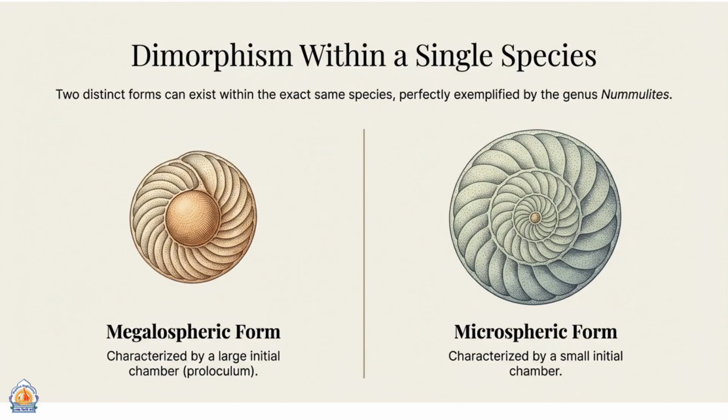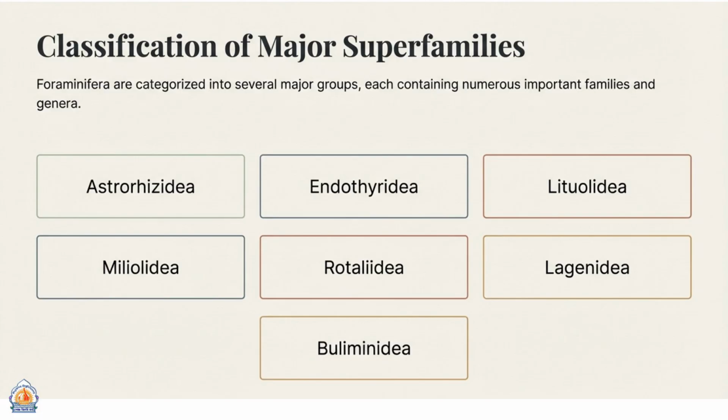One of the important features usually found in foraminifera is dimorphism, means two forms of the same species may occur. The first type is called megalospheric form, where the initial chamber, that means the proloculum, is large. And the second type is the microspheric form, where the proloculum is small. The dimorphism is related to their reproductive cycle. A classical example showing this phenomenon is the genus Nummulites, which is very important in Tertiary stratigraphy.